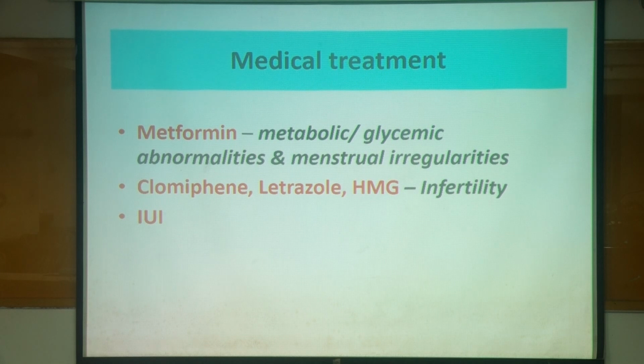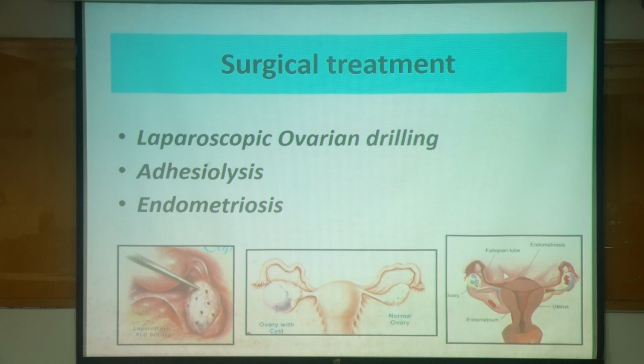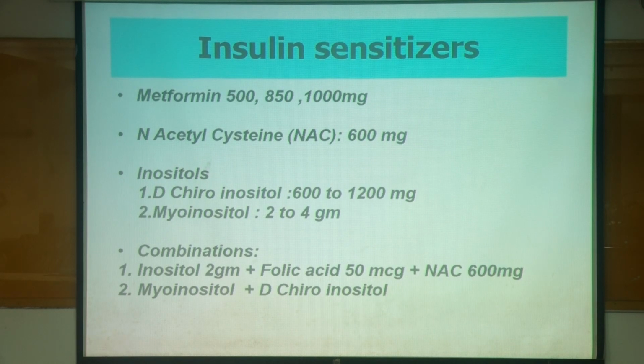And coming to the drugs, metformin is the main thing which controls both the metabolic and glycemic abnormalities, and also corrects the menstrual irregularities. For ovulation, of course, you can go for clomiphene, letrozole, and human menopausal gonadotropin for infertility, and if necessary, you have to go for IUI also. And surgical treatment, of course, we have laparoscopic ovarian drilling, adhesiolysis, and you also need to treat endometriosis. Metformin, depending on the weight, you have to give 500 milligrams, 850 or 1000.